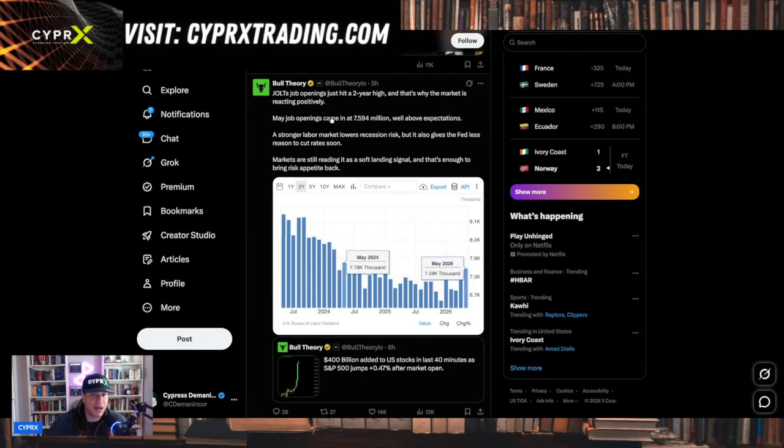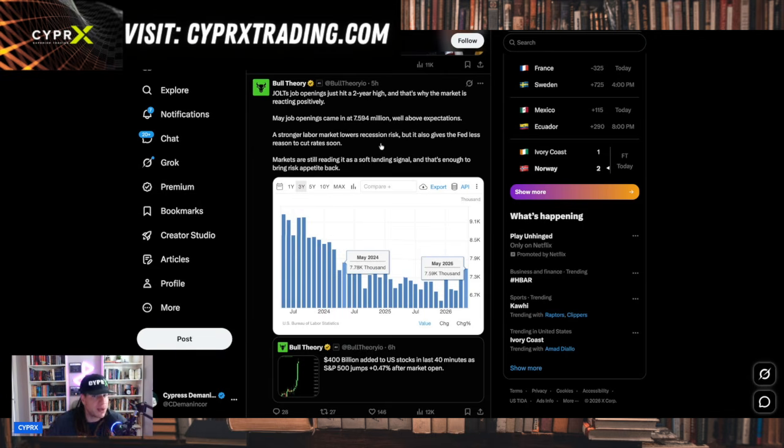NASDAQ, S&P 500. We had JOLTS job openings hit a 2-year high, and that is one of the reasons the market was reacting positive today. May job openings came in at 7.59 million, well above market expectations. A stronger labor market lowers recession risk, which we know tends to benefit NASDAQ, S&P 500, and stocks alike.